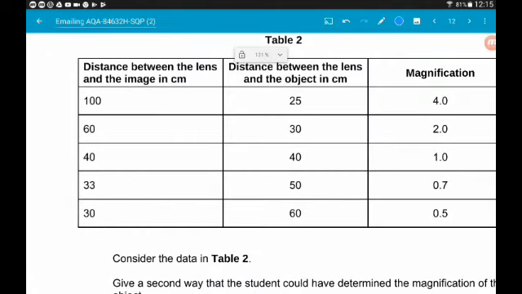Let's go 60 divided by 30. Oh good, that's also equal to 2. So what we could have done is distance between the lens and the image divided by the distance between the lens and the object, and that would give us the same numbers for the magnification.